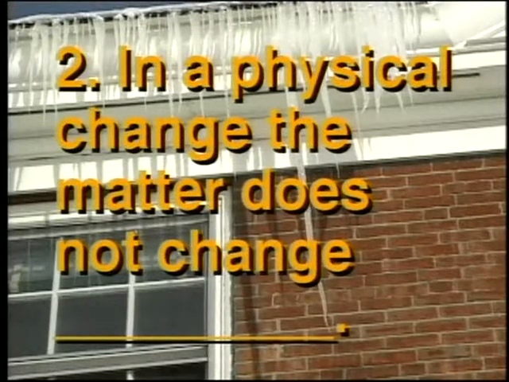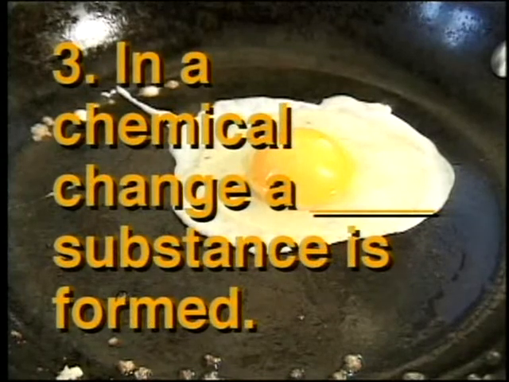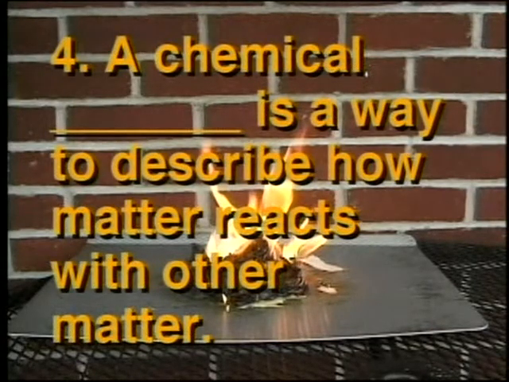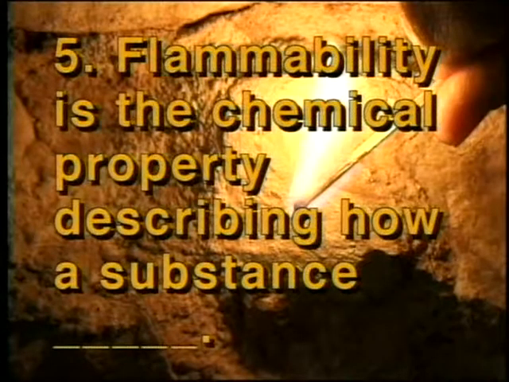2. In a physical change, the matter does not change. 3. In a chemical change, a new substance is formed. 4. A chemical property is a way to describe how matter reacts with other matter. 5. Flammability is the chemical property describing how a substance burns.